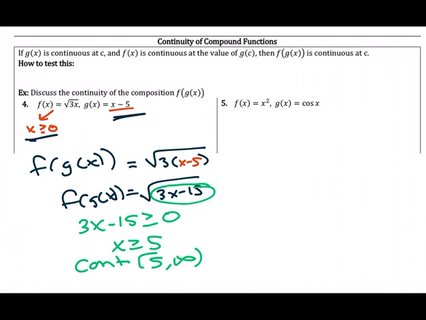Why don't you go ahead and pause the video and see if you can work through number 5 on your own. Then unpause the video and see how you did.